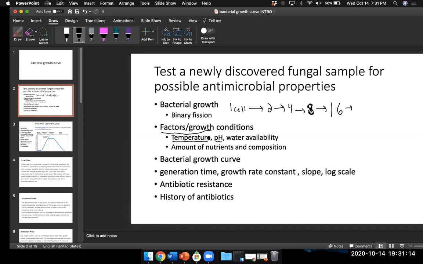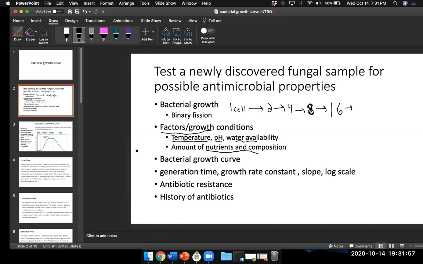Usually this will be around neutral, and usually the temperature would be around body temperature, which is 37 degrees Celsius. But each type of bacteria will have its own optimal temperature and pH. Of course, water availability is not an issue in the lab because you're already giving it media, which is mostly water. And of course, the nutrients and the composition, you would make sure you're using the correct nutrients, and usually that's also not an issue, but sometimes you do have to give special additives depending on what you're doing. So those are the main factors. Of course, there's more, but these are the main factors that you would need to be thinking about.